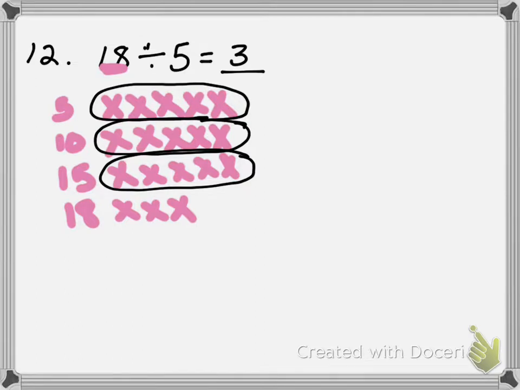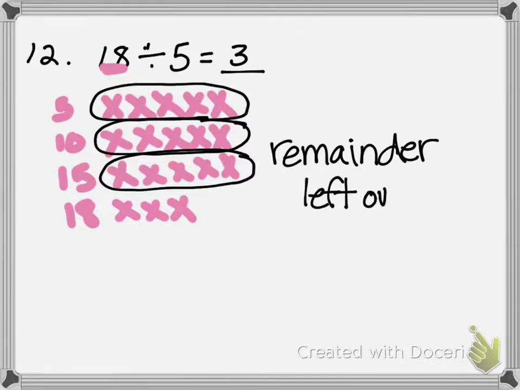Well, we have this word called remainder. And remainder means leftover. Okay, it's just a fancier word for leftover. So how many do we have left over? We've got 3 left over. So we use the first letter of remainder, and we do a capital R beside our answer. And we say how many that we had left over. We have 3 left over.